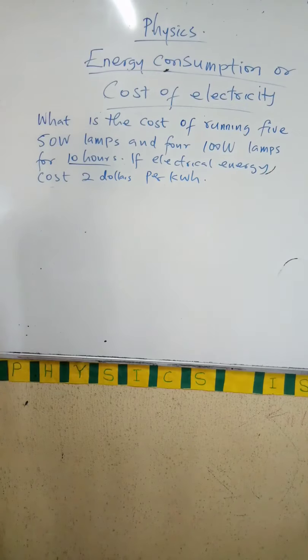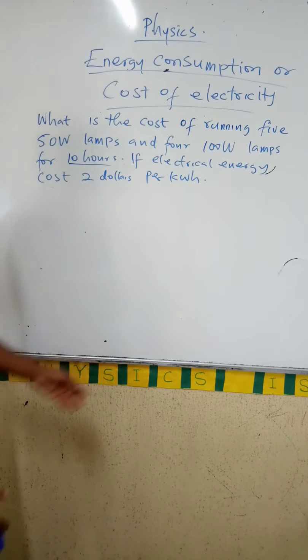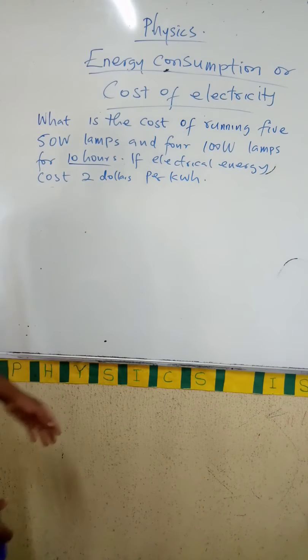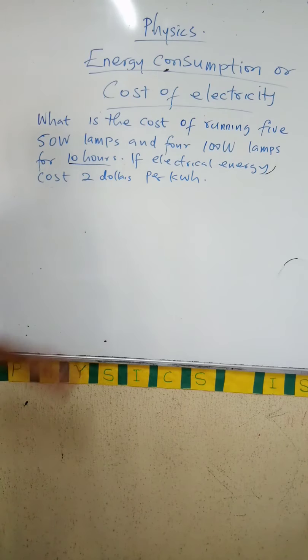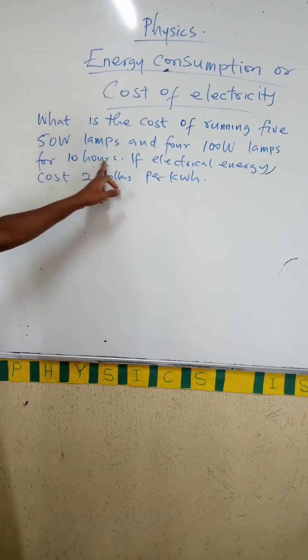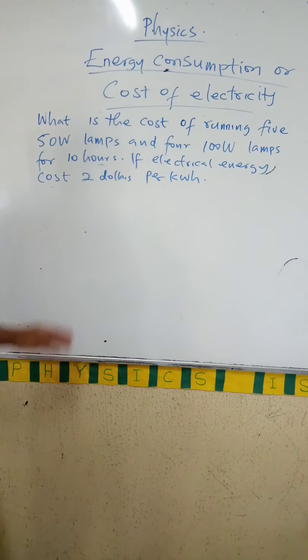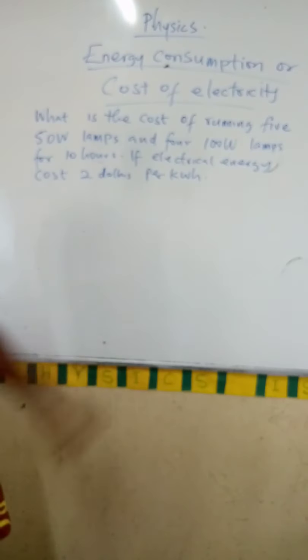Welcome to physics class. This is a continuation of energy consumption. So let's take more worked examples. What is the cost of running a 550 watt lamp and a 400 watt lamp for 10 hours if electrical energy costs $2 per kilowatt-hour?